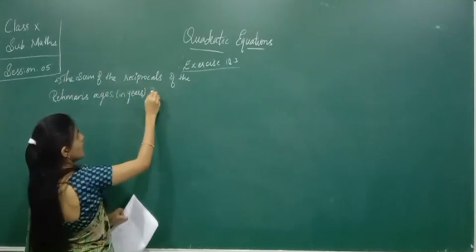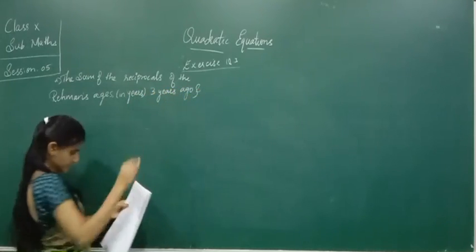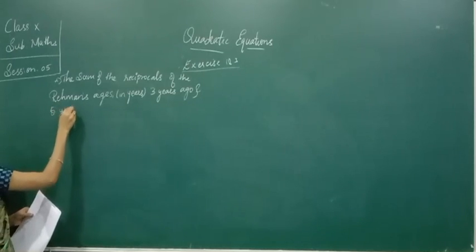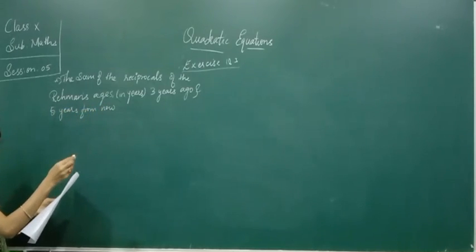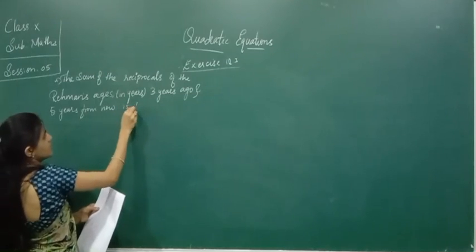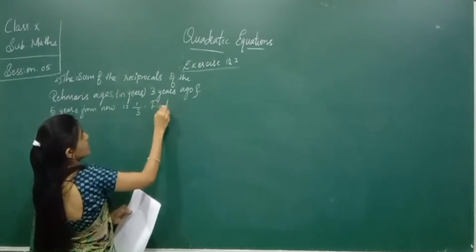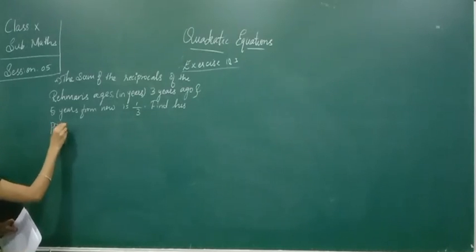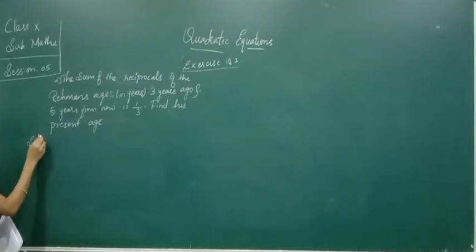3 years ago and 5 years from now is 1 by 3. Find his present age. Okay, let us start solving step by step.